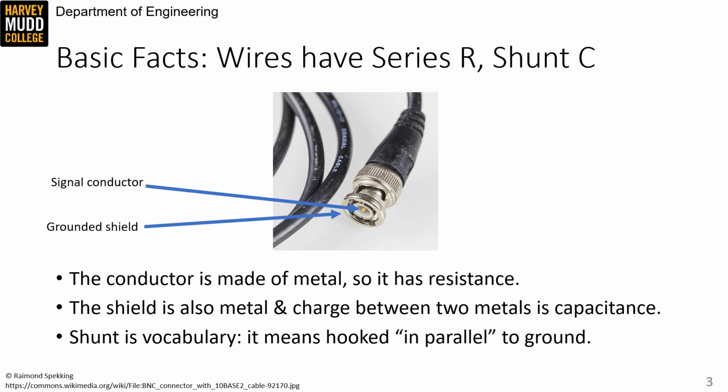Charge building up on pieces of metal that are close together makes a capacitance. So there's a capacitor between the conductor and the return path in a wire. Because our return path is grounded, that capacitance will have to be hooked from the signal to ground, which we call being in shunt.